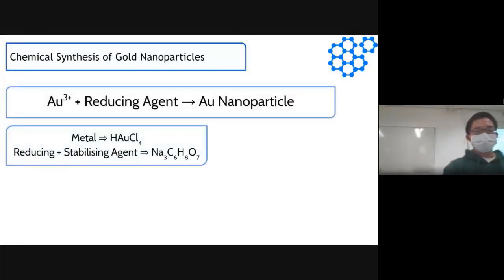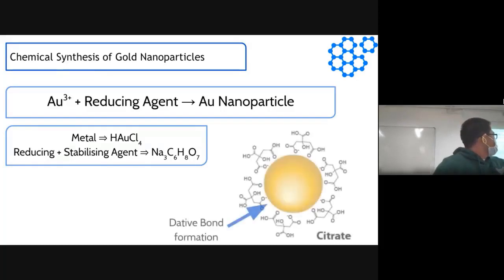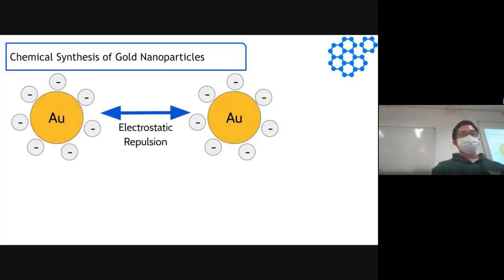So I'll be using an example of gold nanoparticles, where gold 3+ is used, and the reducing and stabilizing agent will be sodium citrate. So you can see that after gold 3+ is reduced to the gold nanoparticle, the citrate ions form native bonds around the gold nanoparticle. This prevents attraction between the two nanoparticles that are formed, because citrate is negatively charged. So when you have many of these gold nanoparticles formed with citrate surrounding them, the negative charge around the gold nanoparticles will repel each other, and this prevents them from agglomerating, and you'll produce smaller particles.